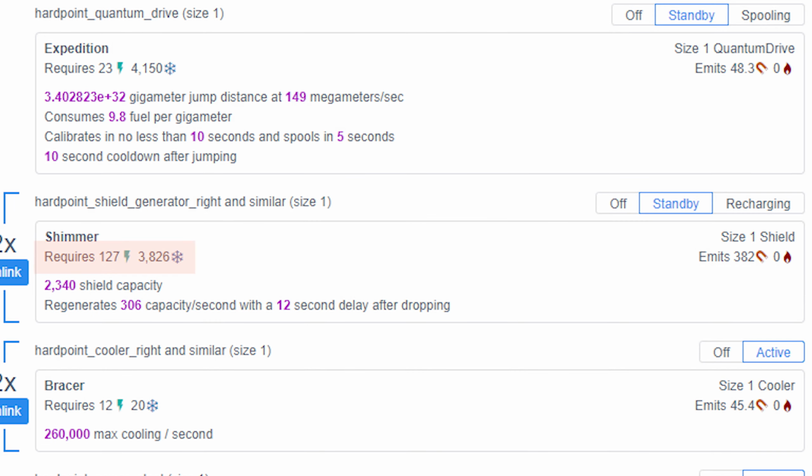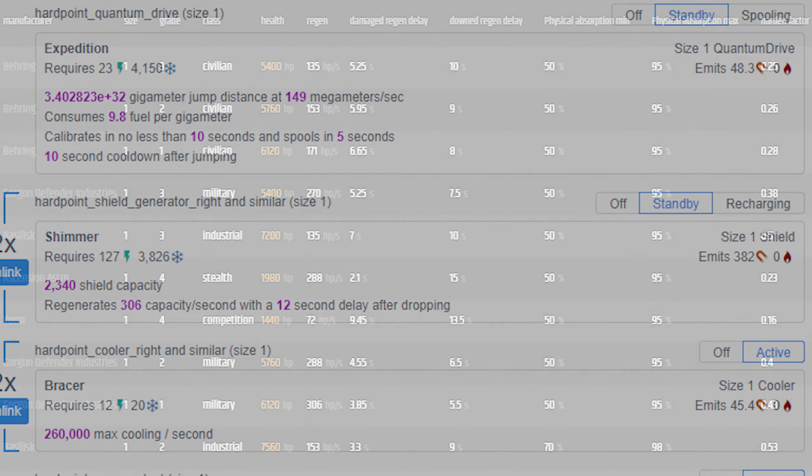Currently not displayed on Urkel is the power or coolant draw of your shields. However, the site does account for it. These values are visible on hardpoint.io, and vary depending on whether the shield is regenerating or in an idle state.